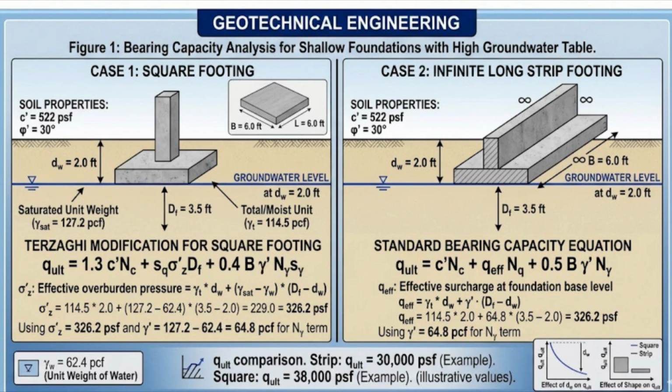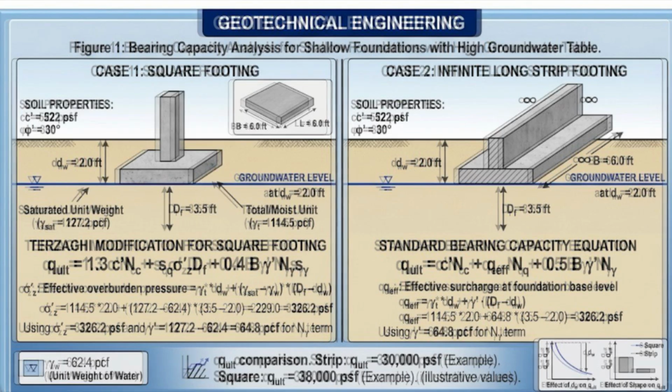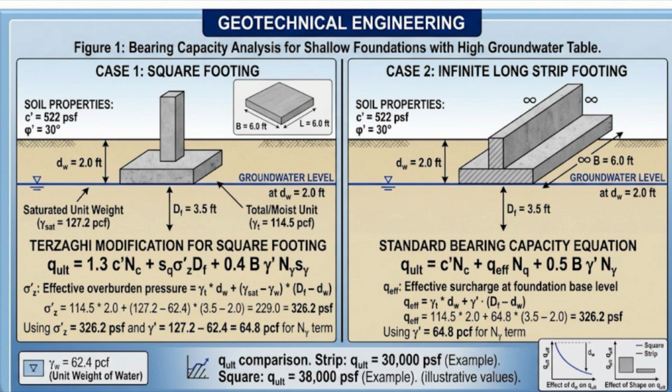Cohesion is generally considered independent of the effective stress, meaning the first term of the bearing capacity equation, C' N sub C, remains relatively stable regardless of the water level. However, if the soil is prone to softening or saturation-induced strength loss, that cohesion value might need to be downgraded. It is vital to perform drained or undrained analysis depending on the loading rate and the drainage characteristics of the specific silt or clay sand mixture you are encountering.